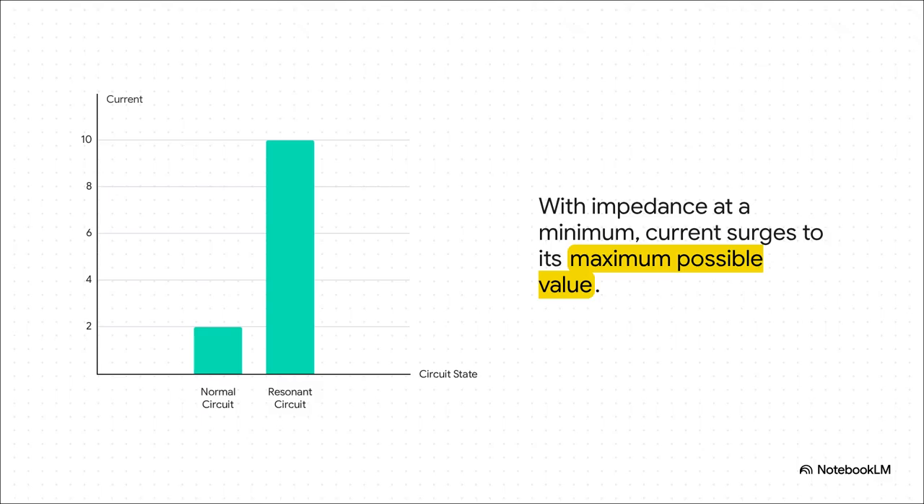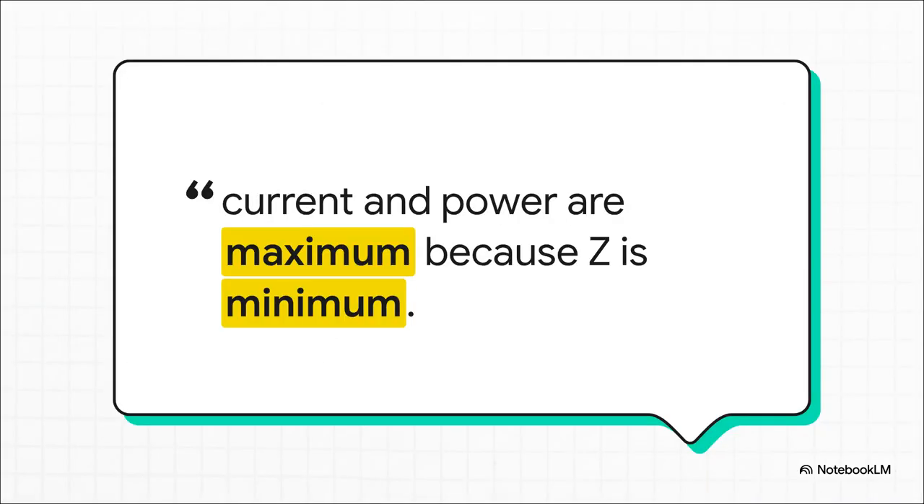So with all that opposition gone, what do you think happens to the current? It surges. With the impedance at an absolute minimum, the current flowing through that circuit shoots up to its maximum possible value for that voltage. And we call this condition resonance. By perfectly balancing the properties of the inductor and the capacitor, we've basically created a circuit that is extremely, extremely receptive to one single frequency, and one frequency alone.